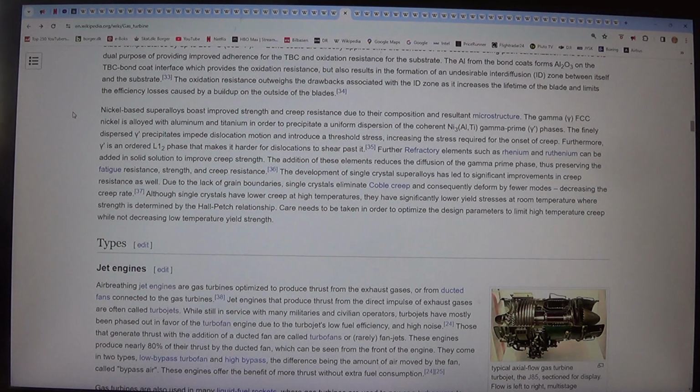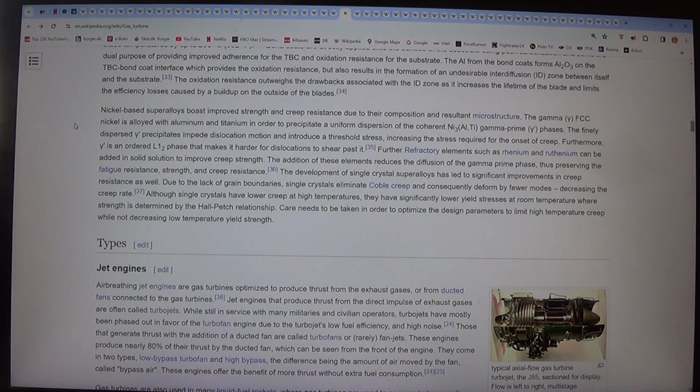Further refractory elements such as rhenium and ruthenium can be added in solid solution to improve creep strength. The addition of these elements reduces the diffusion of the gamma prime phase, thus preserving the fatigue resistance, strength, and creep resistance. The development of single crystal superalloys has led to significant improvements in creep resistance as well.